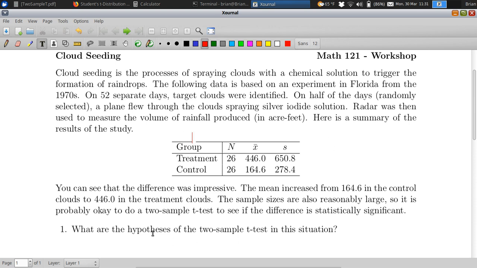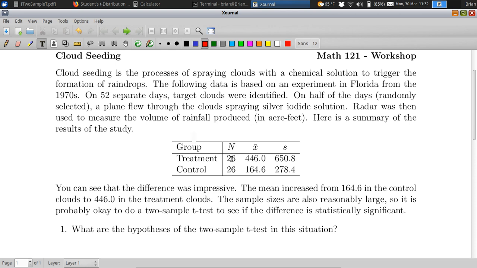And so to introduce both of those, I've given you guys a workshop with, I think, a cool example. It's about cloud seeding, which, if you've never heard of it, is an interesting idea. If you spray clouds with certain chemical solutions, the chemicals can start water droplets forming in the clouds and maybe make it rain. This experiment was done in the 1970s, where they had a plane ready to go that had this silver iodide solution that it would spray the clouds with.